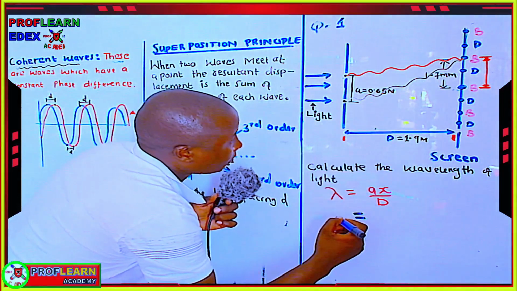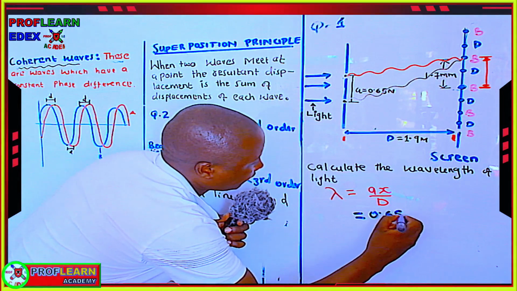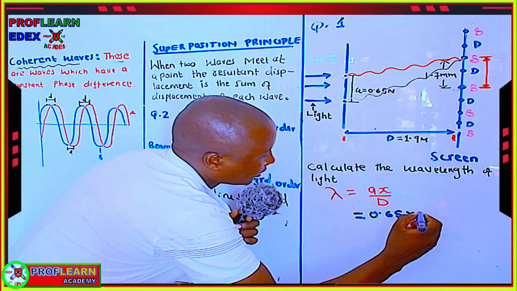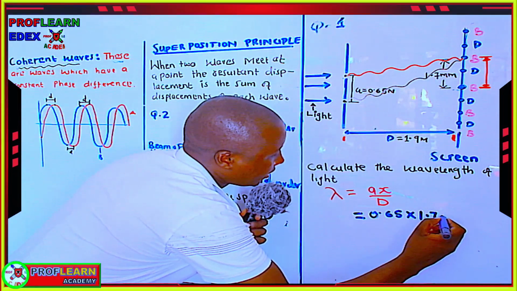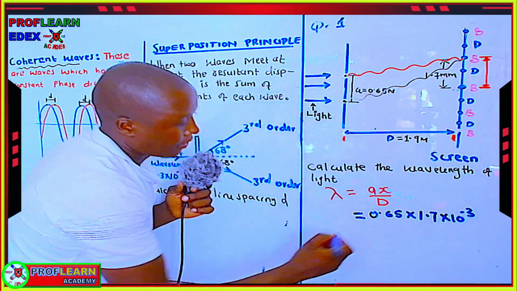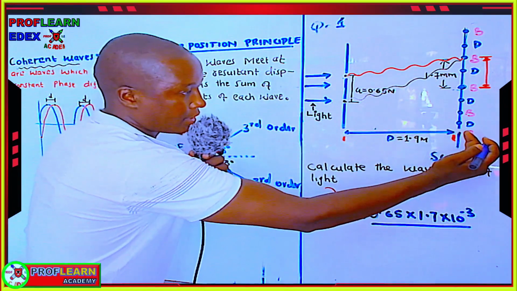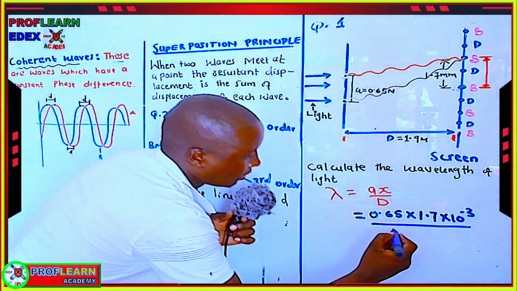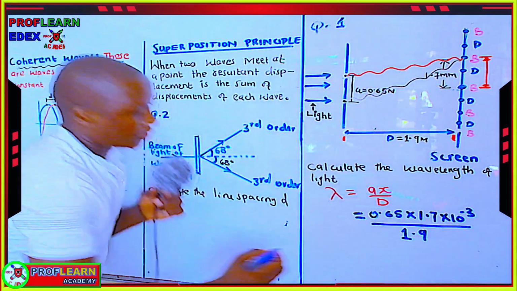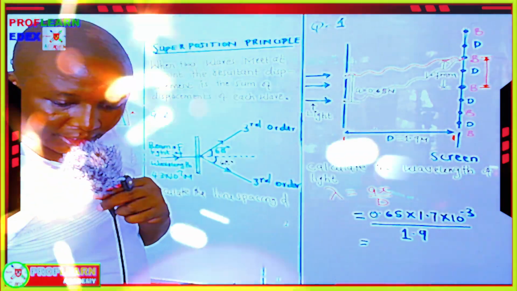So this is going to be 0.65 times x. Our x is 1.7 millimeters, so we shall say 1.7 millimeters to meters, we shall multiply by 10⁻³, divided by the distance between the slits and the screen, which is going to give us 1.9 meters.